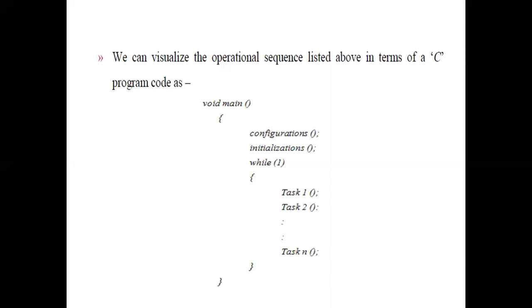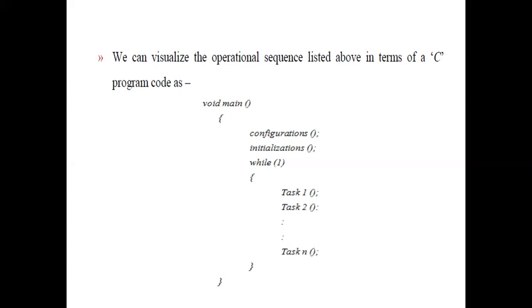Since the tasks are running inside an infinite loop, the only way to come out of the loop is either a hardware reset or an interrupt assertion. A hardware reset brings the program execution back to the main loop. An interrupt request suspends the task execution temporarily.